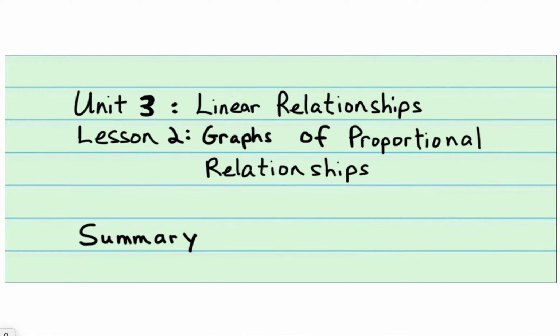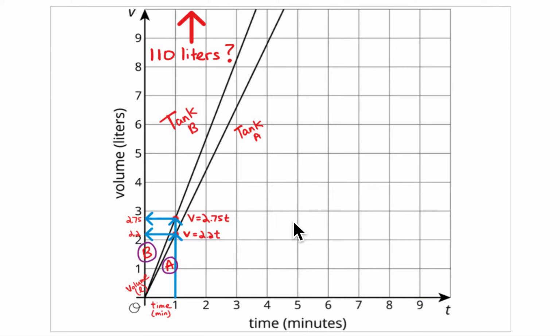Okay, this is the summary for Lesson 2, Graphs of Proportional Relationships. So we have two tanks, Tank A and Tank B, both filling with water, but they're filling at different constant rates. And the reason I know that it's a constant rate for each of these is that both of these graphs are straight lines, meaning that they fill a certain amount, a constant amount for each constant unit of time.